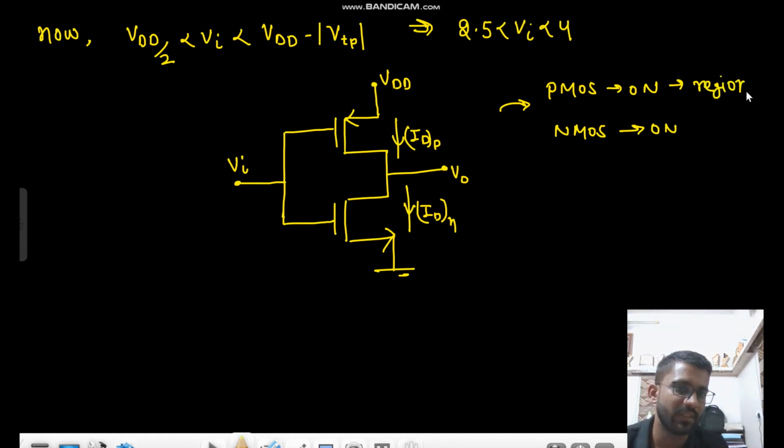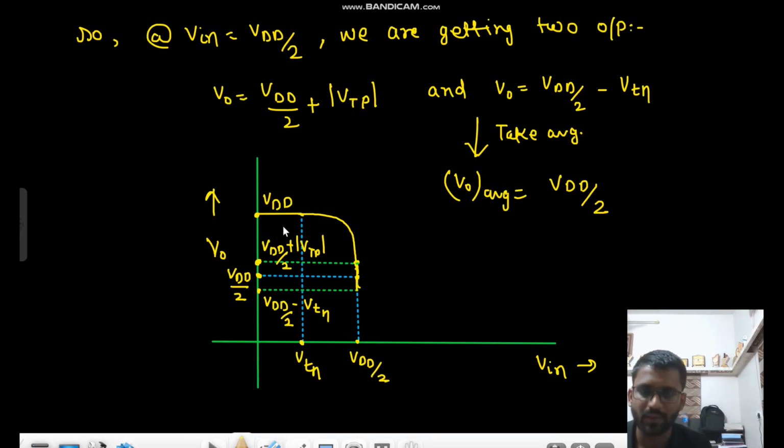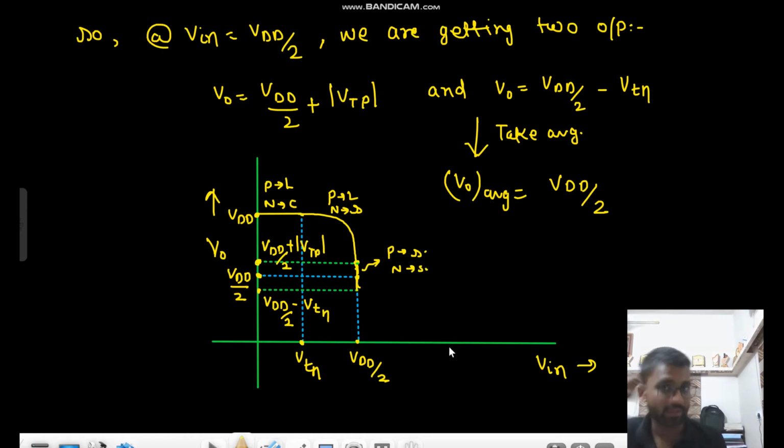So again that question: what is the region of operation? For PMOS we can see, and here we can write the region of operation as well. So I will put this VDD here. Here your PMOS was in linear region and your NMOS was in cutoff region. Here your PMOS was in linear region and your NMOS was in saturation region. Here your PMOS was in saturation region and your NMOS was in saturation region. Now we will talk ahead.